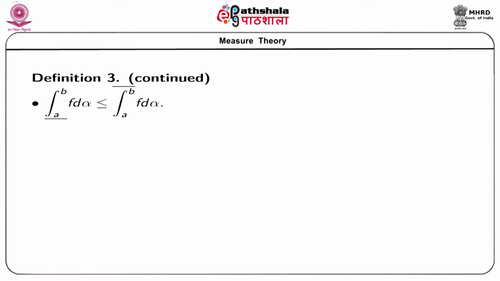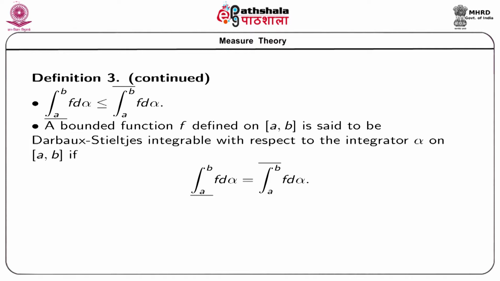And it is an easy observation from the fact that every lower sum is always less or equal to every upper sum, that the lower integral is always less or equal to the upper integral. So, finally, a bounded function f defined on closed interval [a, b] is said to be Darboux-Stieltjes integrable with respect to the integrator alpha on closed interval [a, b] if the lower and upper Darboux-Stieltjes integrals are equal.